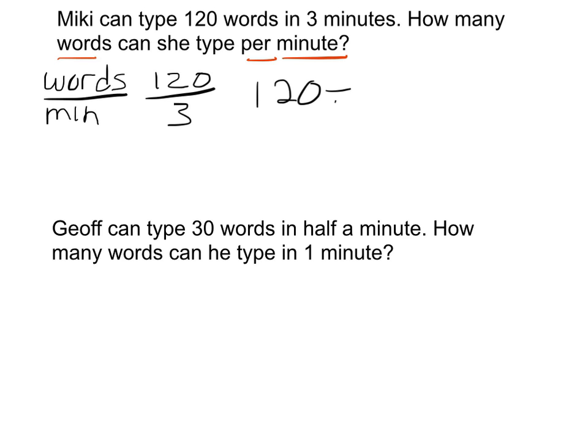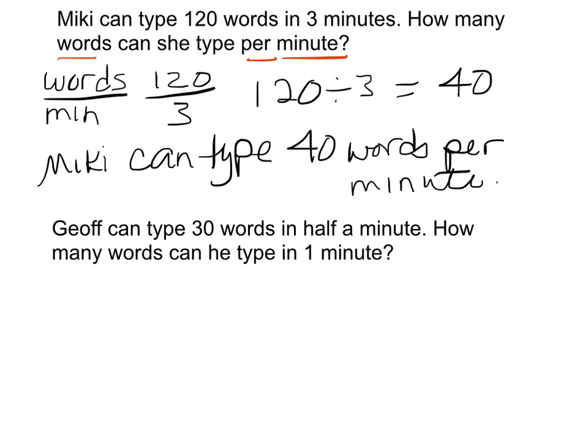Numerator divided by denominator, 120 divided by 3, and we get 40. 40 what? We have to give that number meaning, and we're going to write that in a complete sentence. Okay, Mickey can type 40 words per minute. Now I could have also written 40 words for every minute, 40 words for each minute. They all mean the same thing, but 40 words per minute is more comfortable.